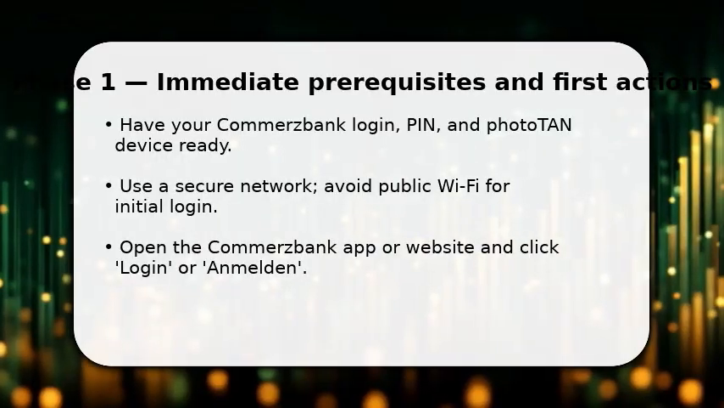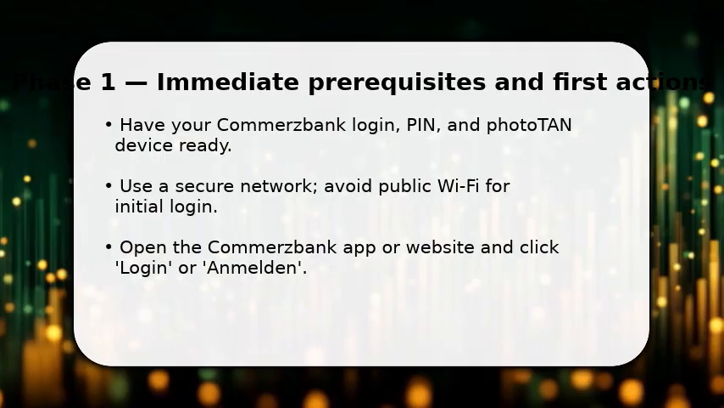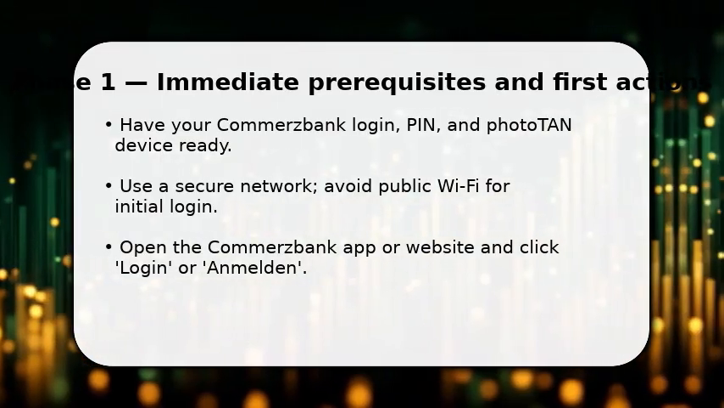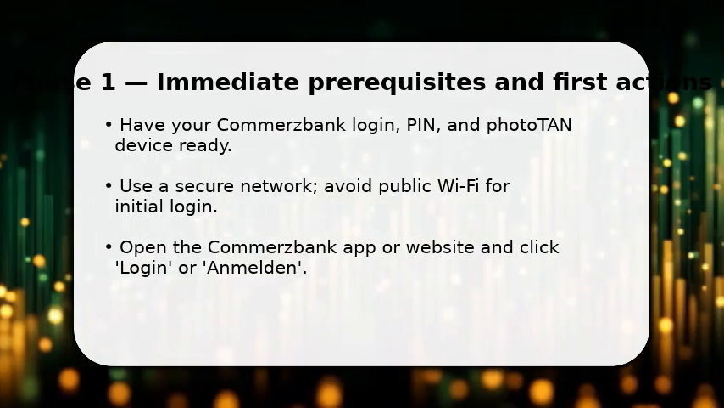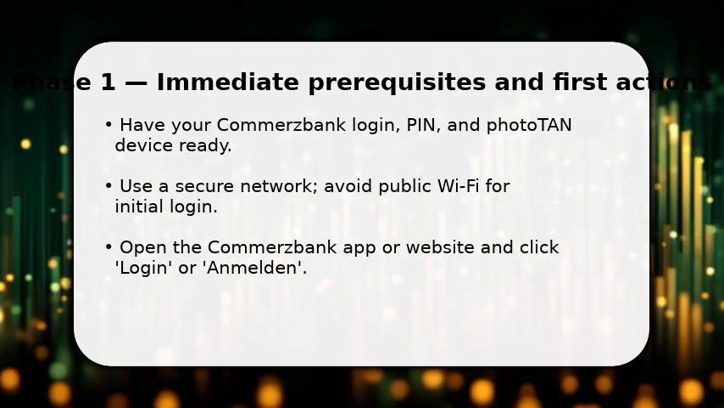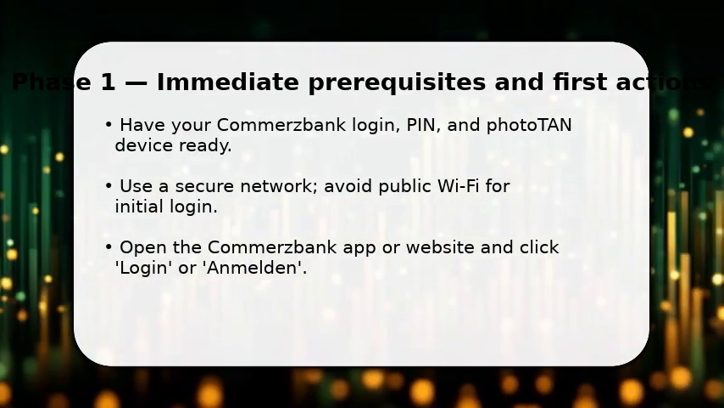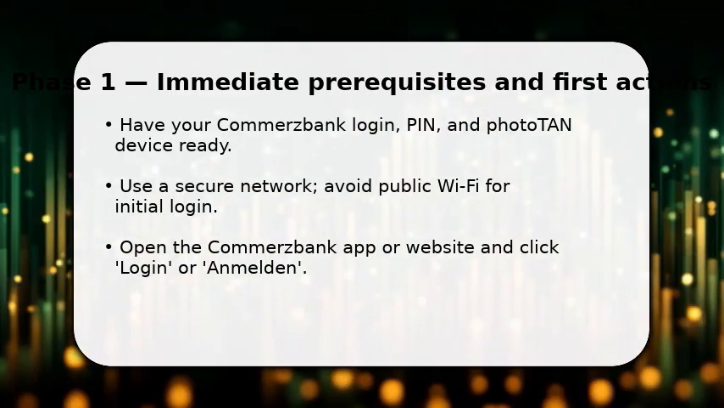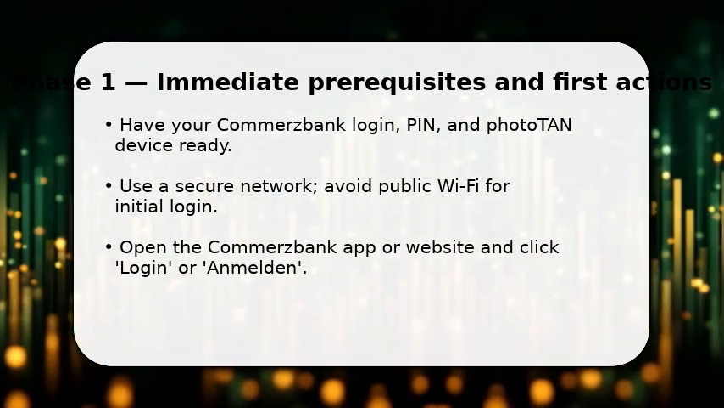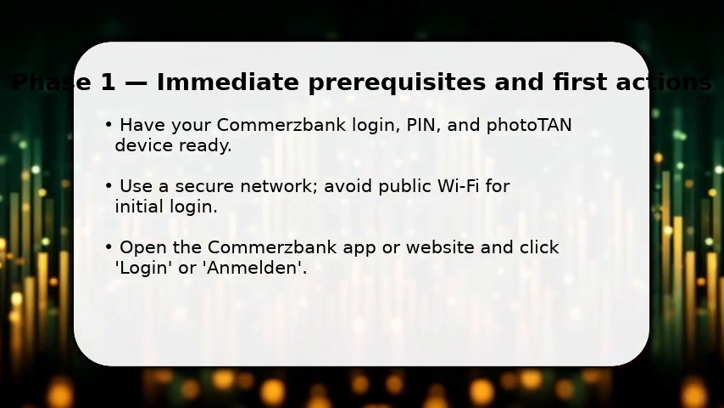You start by preparing what you need: your Commerzbank user ID, PIN, and the Photo TAN app or card reader. Once ready, make sure you are on a private, secure network. This minimizes risk. Open the official Commerzbank app or browser page, then tap or click Login/Anmelden. Enter your user ID and PIN. When prompted, generate a Photo TAN and confirm. This step verifies you, so take one focused moment to match numbers accurately before proceeding.